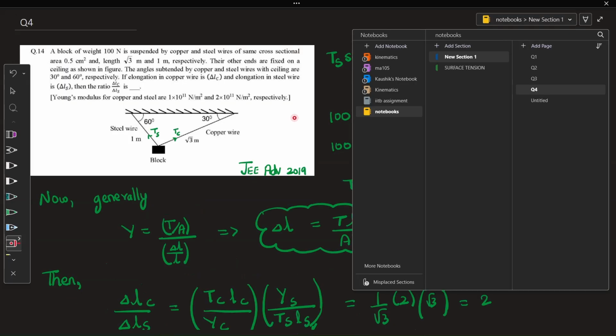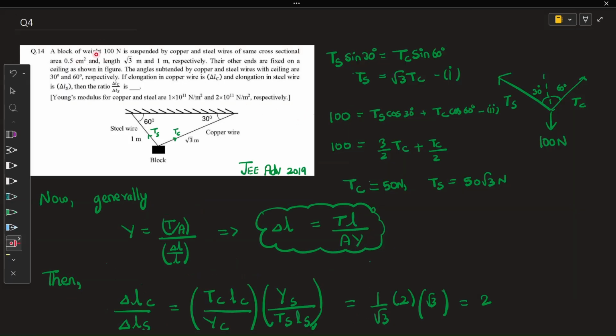Now let's go for question number 4. A block of weight 100 Newton is suspended by copper and steel wires of same cross-sectional area, which is 0.5 centimeter square, and length root 3 meter and 1 meter respectively. Their other ends are fixed on a ceiling as shown in the figure. The angles subtended by copper and steel wires with ceiling are 30 degree and 60 degree respectively. If elongation in copper wire is delta LC and elongation in steel wire is delta LS, then the ratio of delta LC and delta LS is.